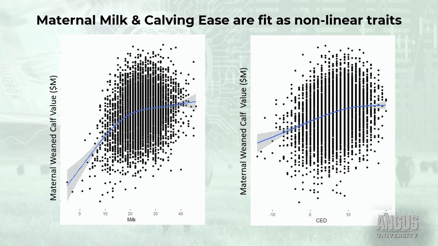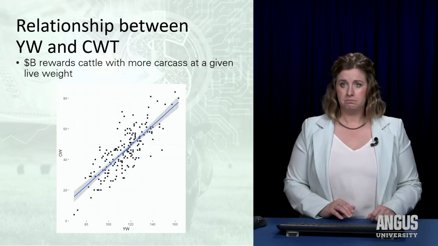And so those are a couple of the things that we really wanted to make sure we accounted for when we rebuilt these dollar value indexes back in 2019 and 2020, knowing that on the ranch, you start to see the value of something like maternal milk and calving ease level off once, for instance, you start to have females that all calve out unassisted.